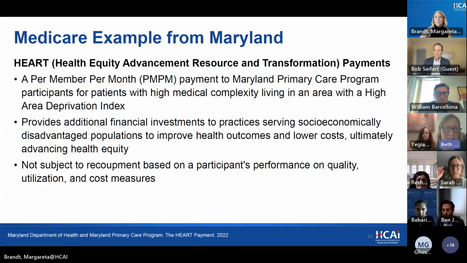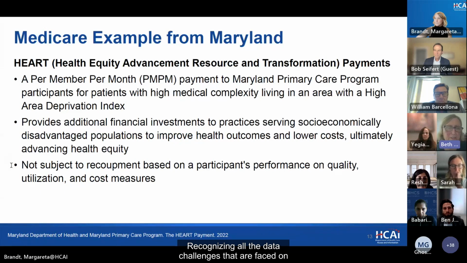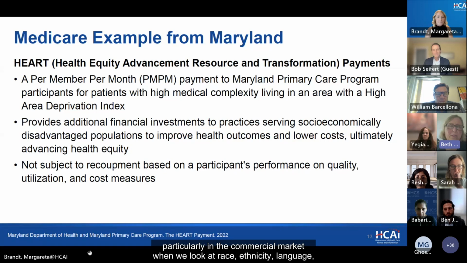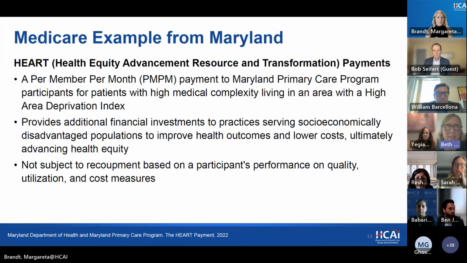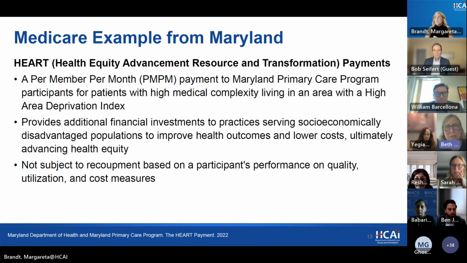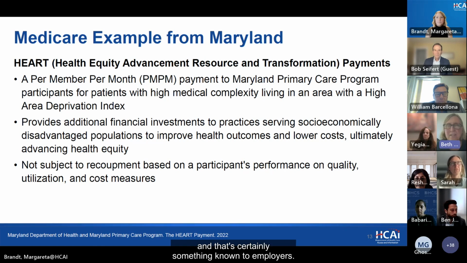Hi. Recognizing all the data challenges that are faced, particularly in the commercial market, when we look at race, ethnicity, language, and SOGI, to complicate it a little more, I think it's important in the commercial market to also be looking at income. And I'm interested that some of these approaches appear to look at income as one of the factors. And that's certainly something known to employers.